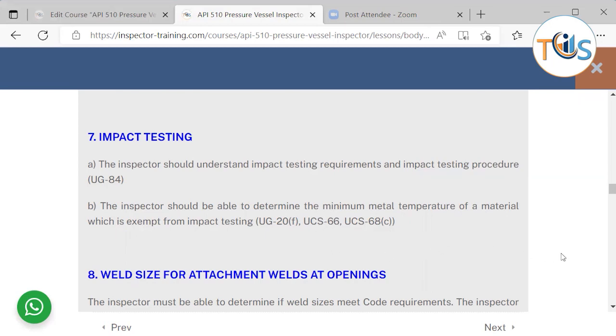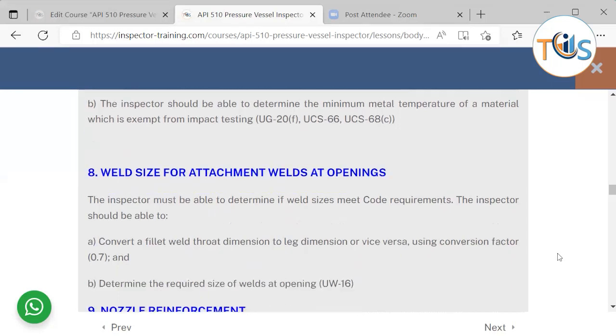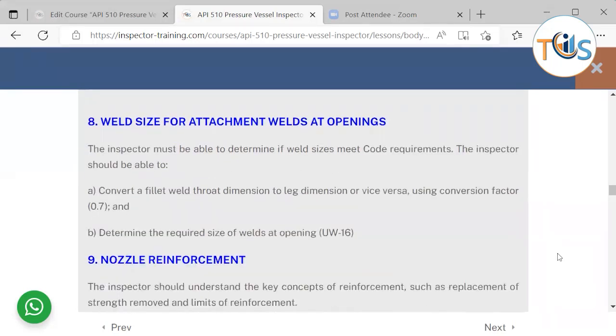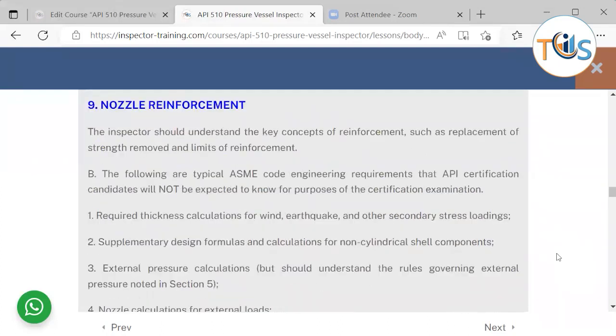Don't worry, we will go through this during the mock exam and during the section allocated to ASME Section 5, in the following modules. You should know about the weld size, and you should be able to do this simple calculation of finding the leg of a throat fillet weld, knowing the throat dimension, which is multiplied by 0.7 or vice versa, divided by, and determine the size of weld from UW-16. And you should know about nozzle reinforcement.